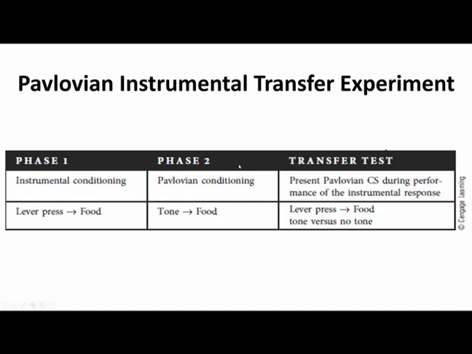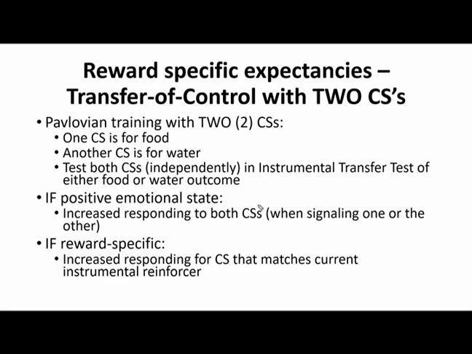But instead of just having one CS, which in this situation was food, now we're going to have two, one for food and one for water. So we're basically going to do this process effectively twice. And so as I said before, we can do either our instrumental conditioning or our Pavlovian conditioning first. So let's start with the order that the text lists here, which is starting with our Pavlovian.